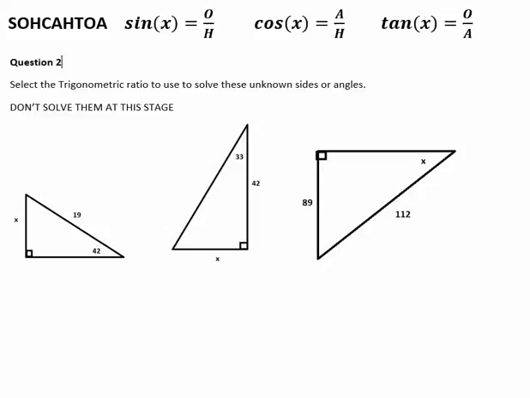This video is for 10 General Pathway. It comes out of trigonometry and it's working through the review sheet question number 2. Select the trigonometric ratio to solve these. I'm not interested in you solving them. I'm interested in you identifying.